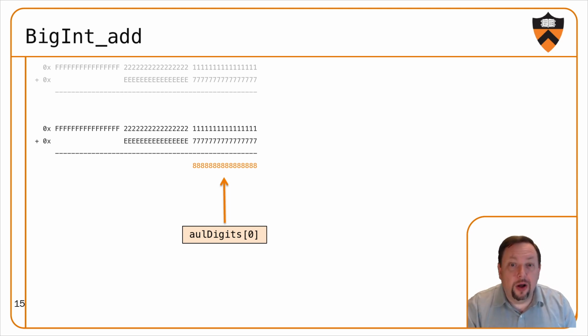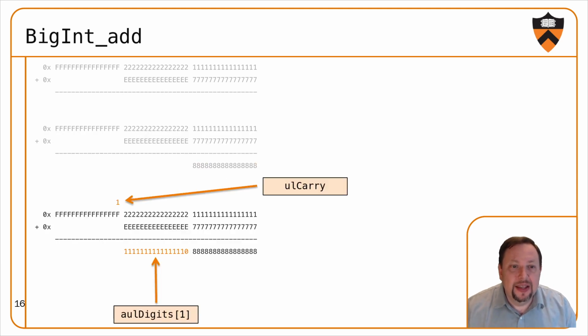So this is really all we need to do for this digit, and so we move on to the next one. Now, here, when we add the digit consisting of a bunch of 2s and a bunch of e's, we actually get something that overflows 64 bits. It's bigger than we can represent with 64 bits. So the low order 64 bits go into digits[1], and we need to keep track of a carry. And if you look at the BigInt_add.c, you'll notice that there is a variable that actually stores that carry. It's called ul_carry.